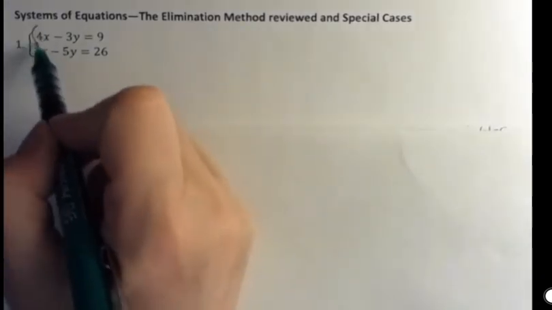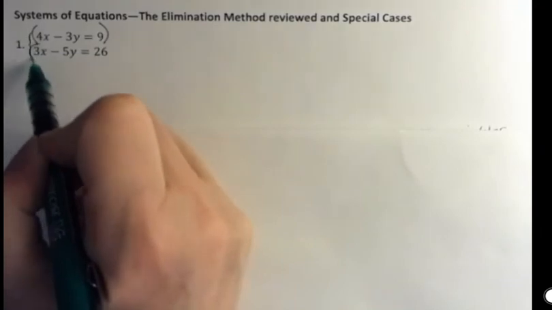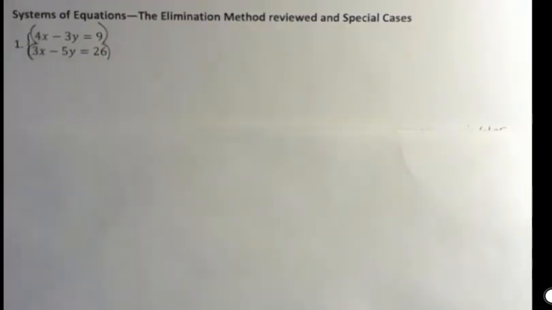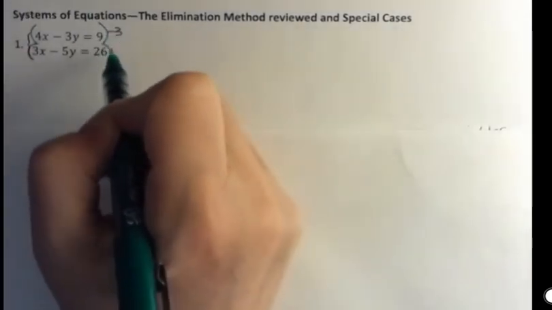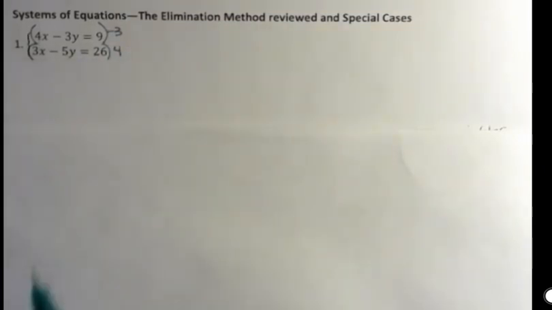So what I want to do is multiply the top equation and the bottom equation by something so that the two coefficients will be opposites of each other. Since I have 3 and 4, the first common multiple I could have would be 12. So I'm going to multiply the top equation by -3 and the bottom equation by +4. And that's going to give me the negative and positive 12s that I want.